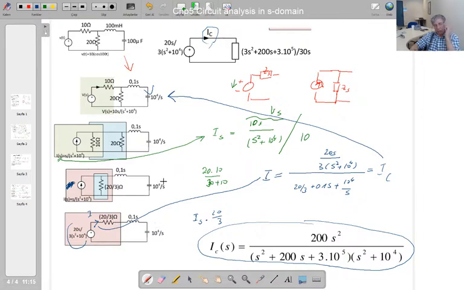So that's a good example for you to see the benefit of source transformation in S-domain analysis. And you can compare this result with the serial parallel connection result, because here we have chosen the same circuit for the analysis. So that's the end of this video then.